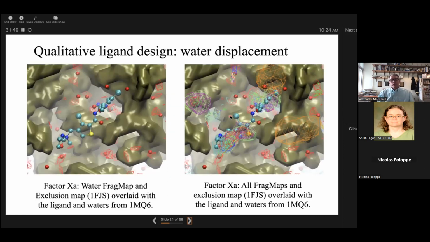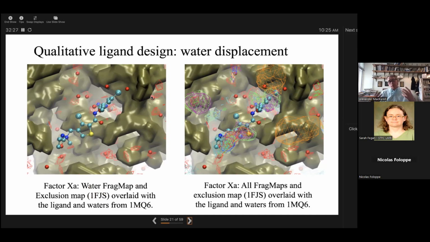Now, the method includes the explicit representation of water molecules. So basically from the SILCS simulation, we can also get FragMaps for water. What I'm showing here are the FragMaps for water for factor Xa. We did the SILCS simulation starting with the protein structure 1FJS. I now put the water positions from the second crystal structure of factor Xa. You can see how the maps correspond well to the water positions from the alternate crystal structure.